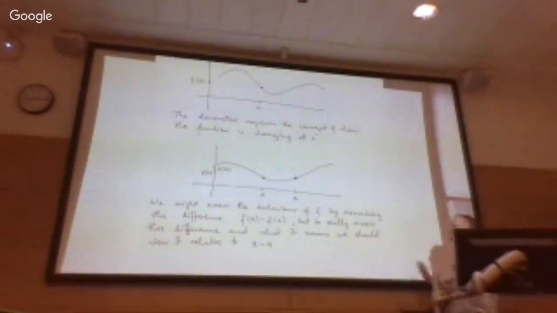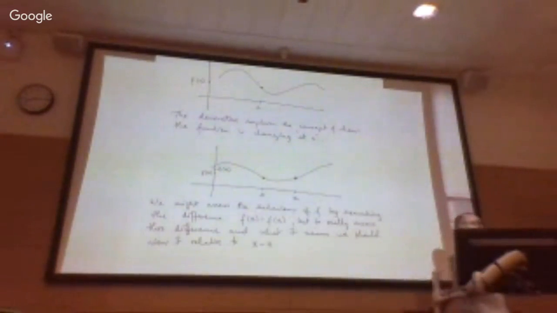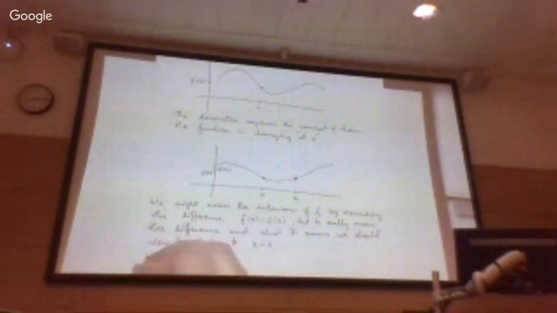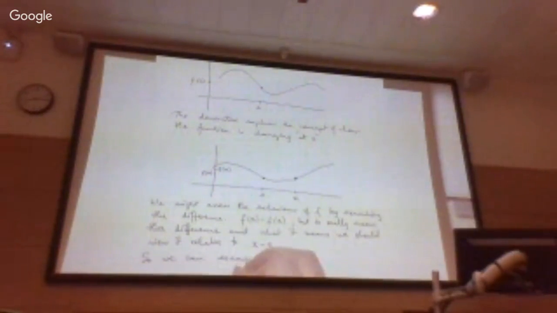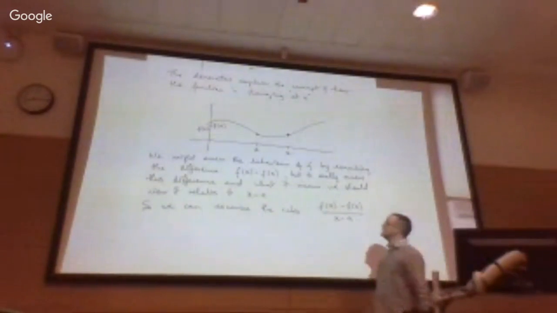And well, if you've got two quantities and you want to examine one relative to another, the natural, meaningful way to do that is to form a fraction, form a ratio. Okay. So we can examine the ratio f of x minus f of a compared with x minus a.